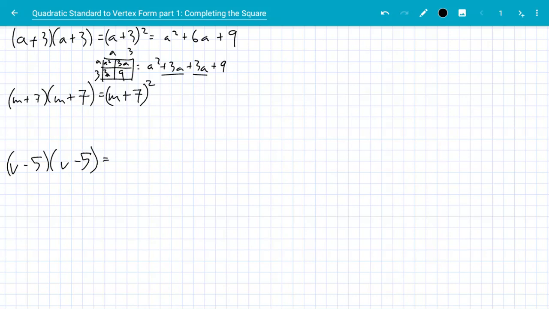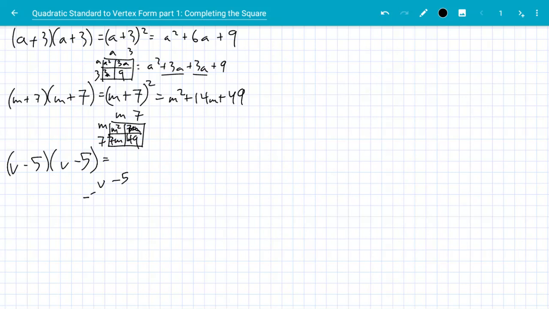In the same way, if we did m plus 7 times m plus 7, that would be m squared plus 7m plus 7m plus 49. So that's m squared plus 14m plus 49.